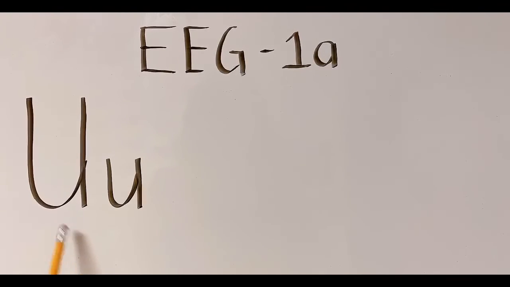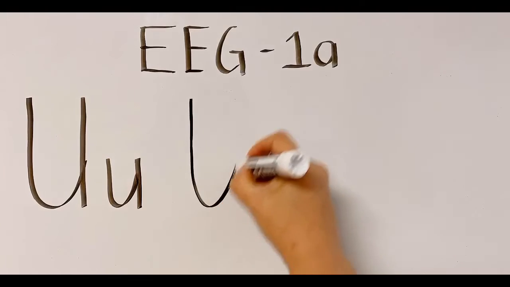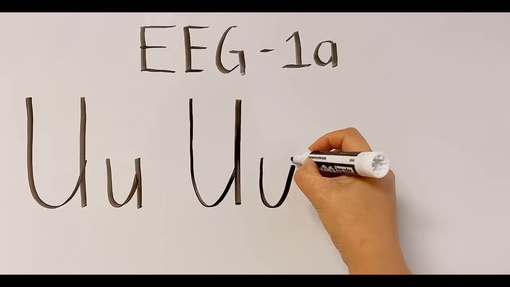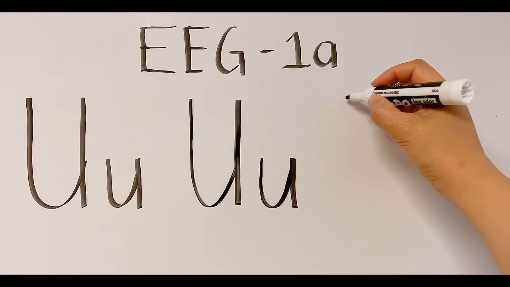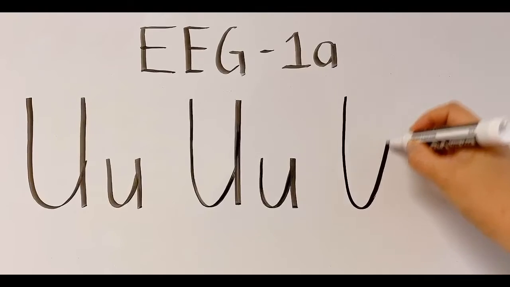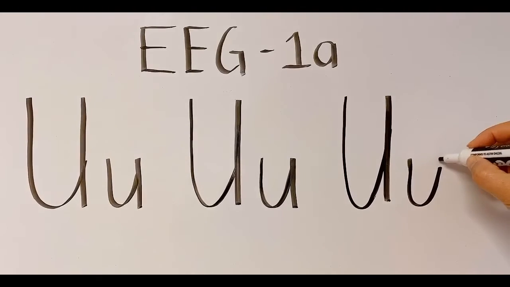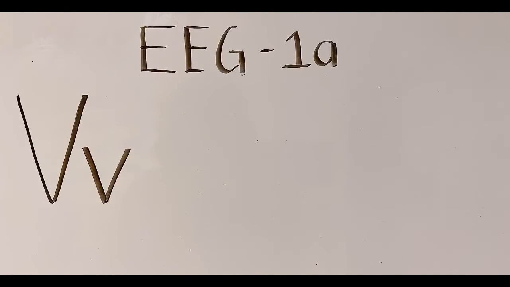Next is the letter U. Capital U, small u. That's right. Capital U and the small letter u. Again, capital U and the small letter u. Okay, good.